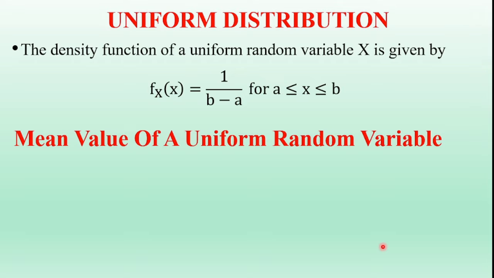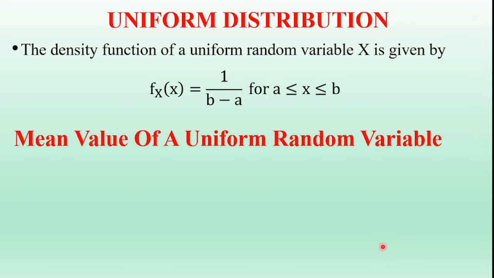In this video, I am going to discuss the mean value of a uniform random variable, the mean square value of a uniform random variable, and the variance of a uniform random variable. First of all, what is the uniform density function? Capital X is the random variable which is a uniform random variable.